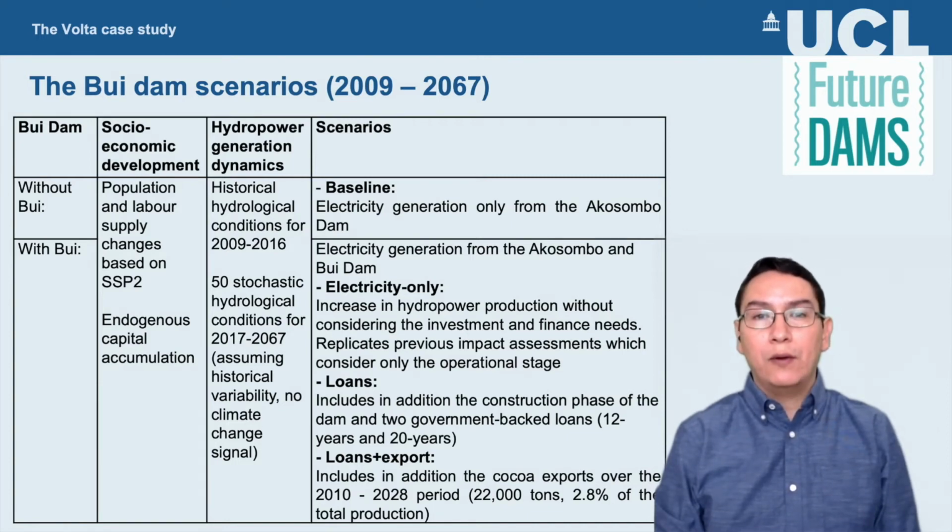The electricity-only scenario replicates what is commonly done in the literature, that is, assessing the increase in hydropower production without considering the investment and finance needs. The loan scenario considers, in addition to the higher hydropower production, the project cost during the construction phase of the dam, which are covered by the 2 loans. The loans plus exports scenario is similar to the loans scenario but includes the cocoa exports over the 2010-2028 period.